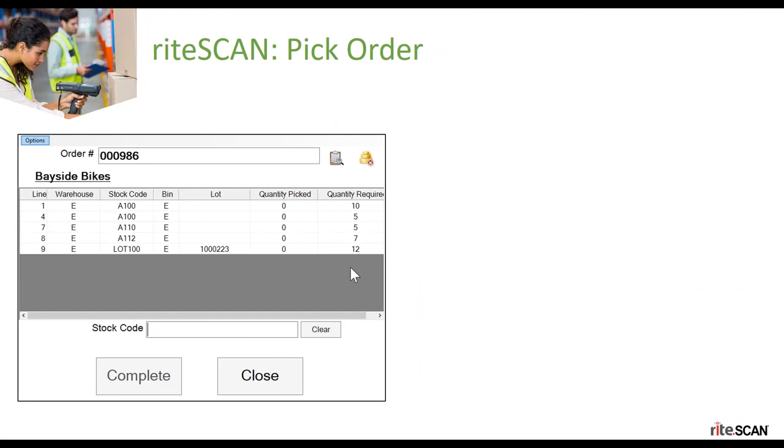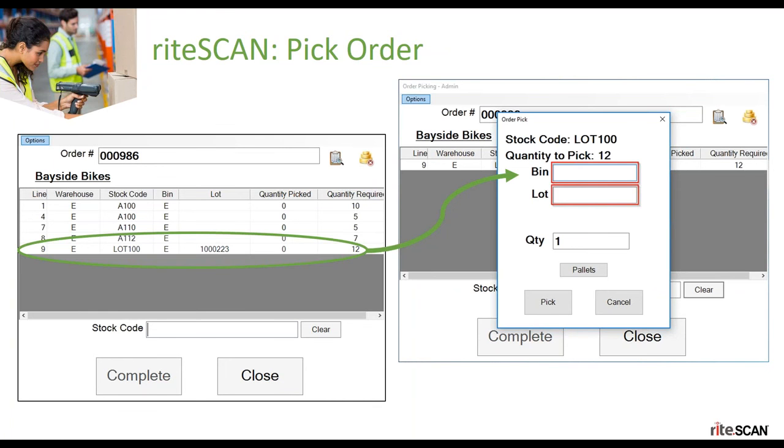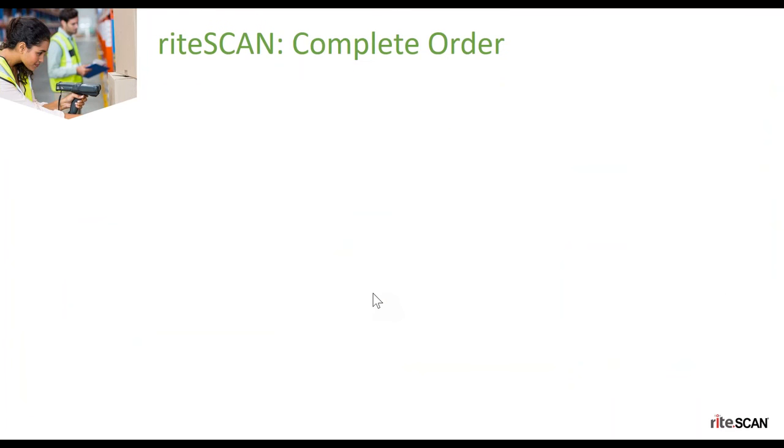Once they go ahead and begin picking the order, they're going to scan the stock code that they're picking, and then they will be prompted to validate the information that's associated with that line. So for example, when they're picking lot 100, they're going to enter in the bin information that they're picking it from. They're going to enter the lot that they're picking and then select the quantity. If you are using the pallet tracking modules within riteSCAN, they could also then assign the pallet that they're moving these items to at this time as well, staging that pallet for this sales order. That's if you are using the pallet management utility within riteSCAN.